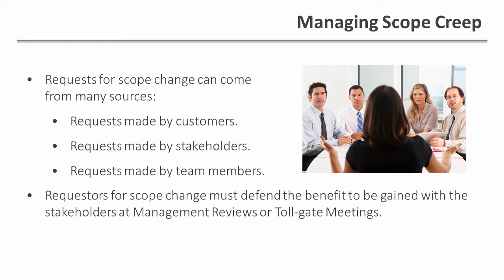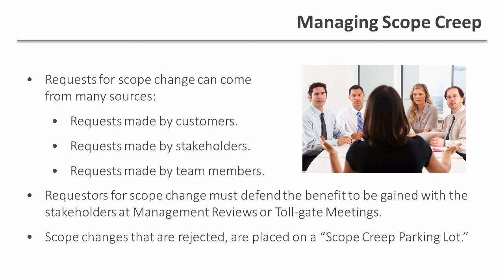The best place to have the discussion is in management reviews or tollgate meetings. Normally, all the right stakeholders are present at those meetings to make the decision whether to rebaseline the project. That is, whether the benefit is worth the scope change. Scope changes that are rejected are placed on the scope creep parking lot. In that way, the project team can keep track of any of those ideas and possibly use them in the event of a rebaseline of the project at some time in the future.